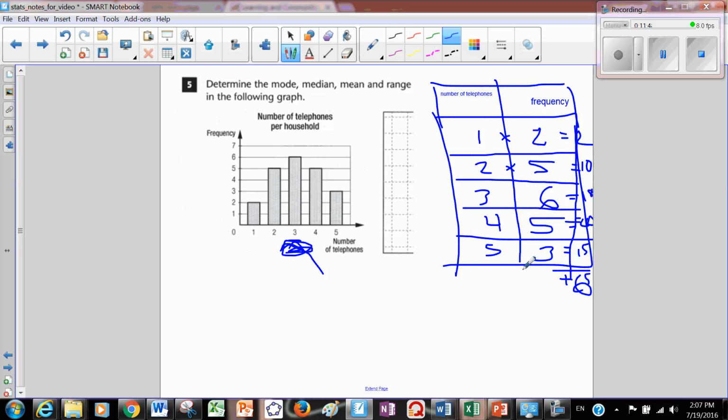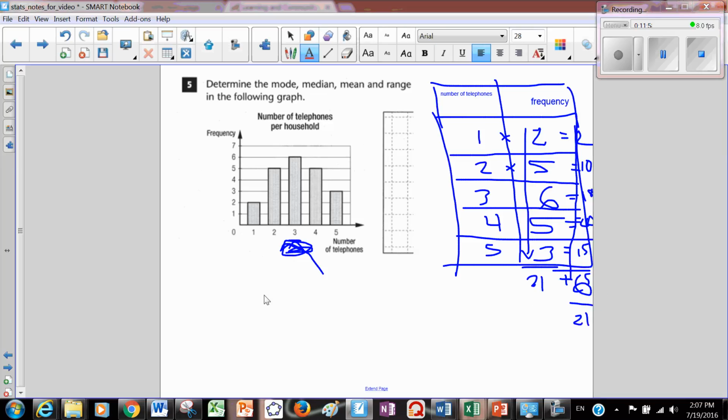How many people do we have all together? We need to add all the frequency. We should get 21. So to find the average, we're going to have to do 65 divided by 21. Average is 65 divided by 21, which is equal to 3.09 dot dot dot. Oh, sorry, 3.095. Okay, so that's our average.